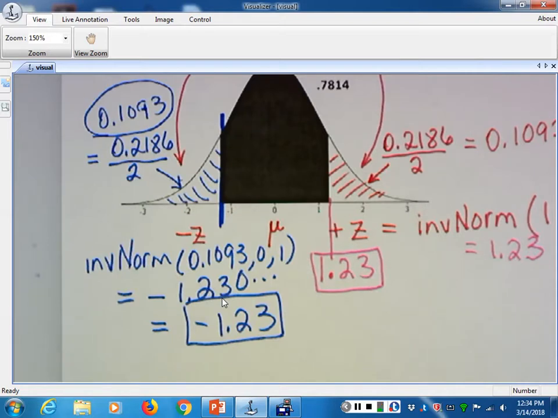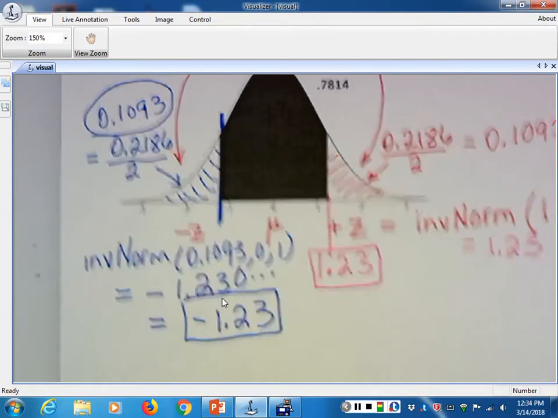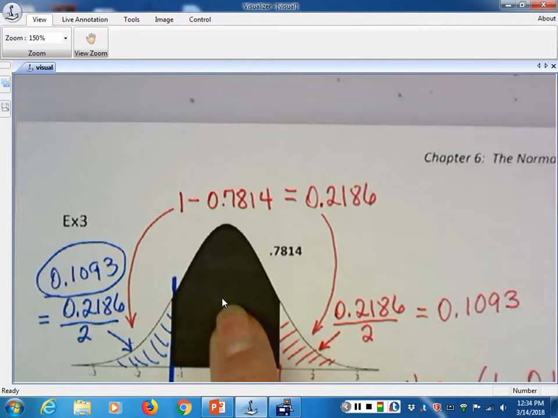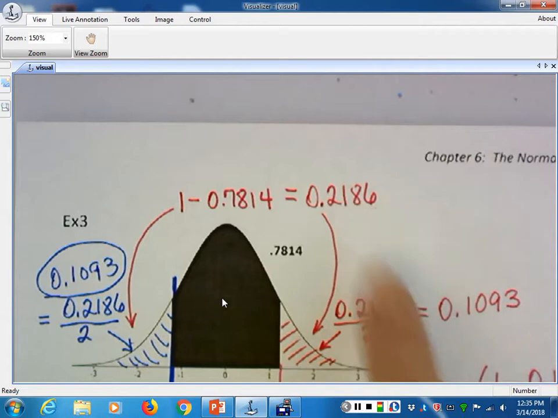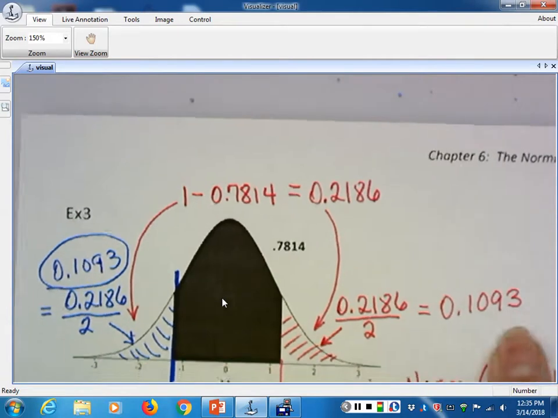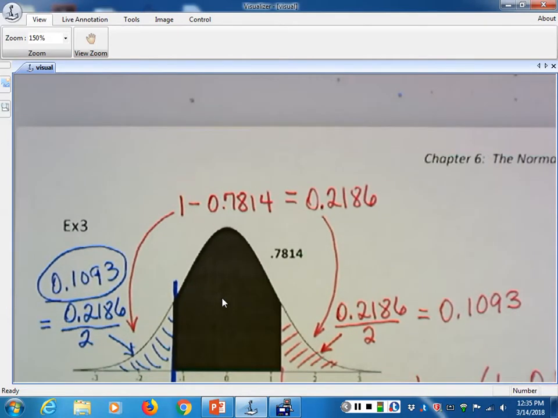No. So here's my next question. Which one took the most work? The right side. Because in order to figure out the right side, I first had to subtract the area I had from 1. Then I had to divide it by 2 to get the area to the right, which was not even something I particularly wanted to know. And then subtract that from 1 again to find out the upper number.